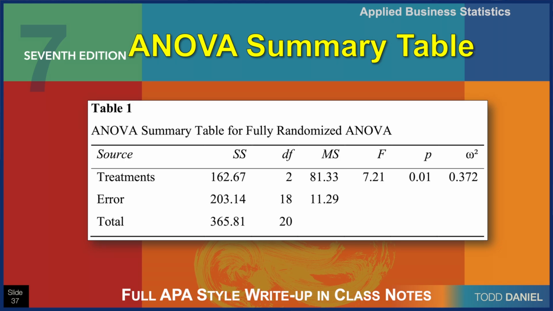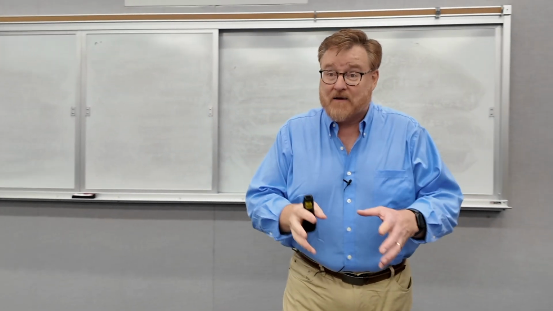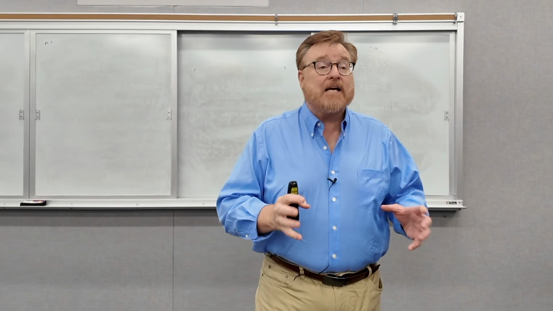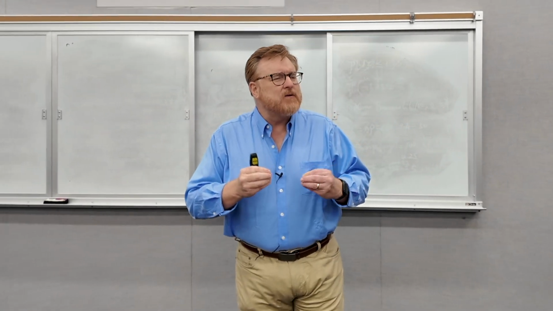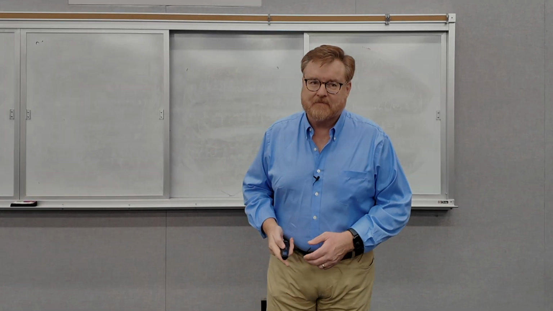The APA-style write-up is in your notes. And if you want to see that and look at that in detail and study that, you can find it there. And that, my friends, is how you do a fully randomized ANOVA. Next, we're going to look at what is equivalent to a repeated measures, but we're going to call it a blocked ANOVA.